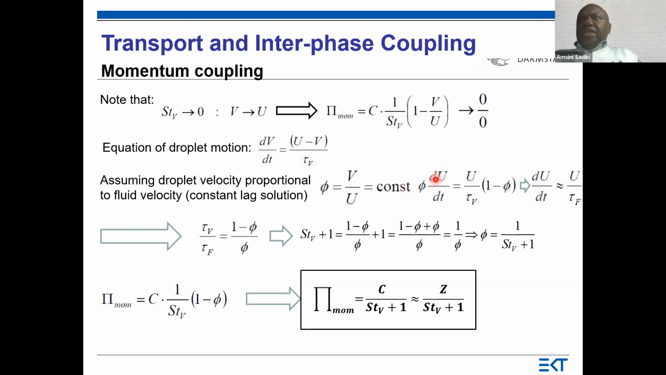Then we can replace V by this product here, C multiplied by U, and we have this quantity equal to this divided by this, and we have a 1 minus. And if we calculate this, we obtain that it is equal to this. Okay.